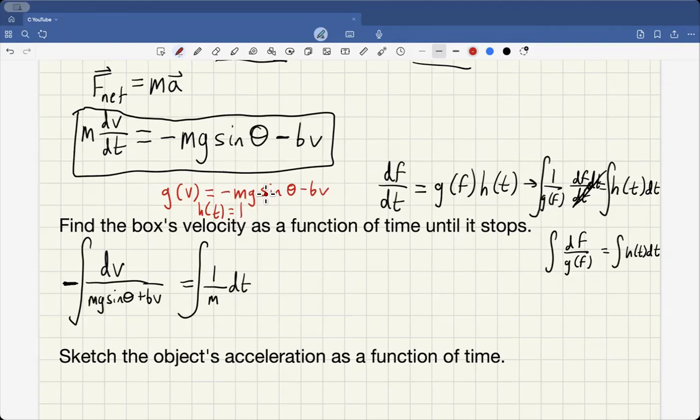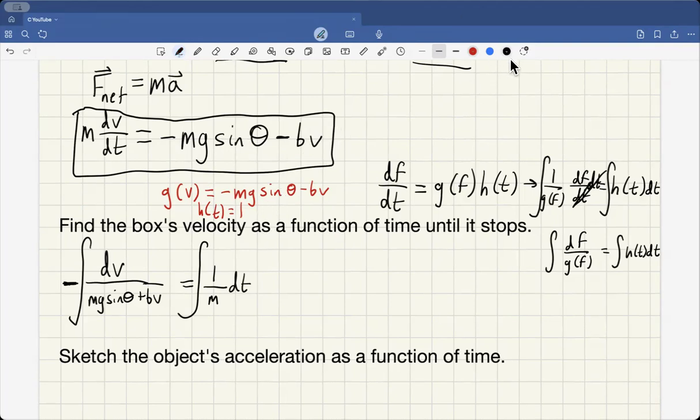So if we follow that same process, look at that. The v equation, g of v, has nothing with time in it. Yes, velocity depends on time, but we're treating them as two separate variables here, an independent and a dependent variable. Right? So the g of v equation doesn't depend on time, and the h of t equation does not depend on velocity. So that is something we can separate, and therefore we can apply separation of variables.